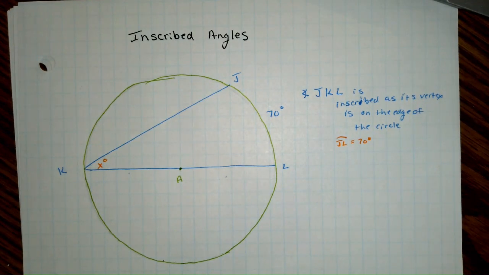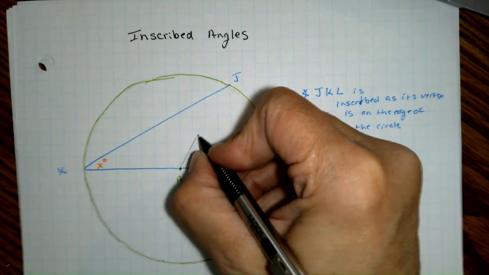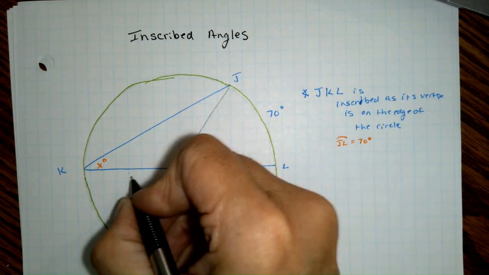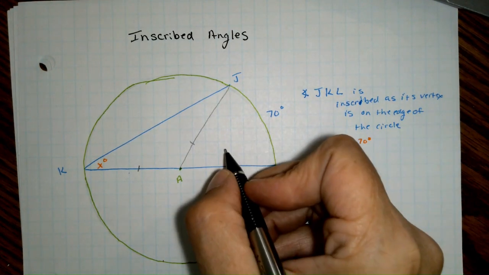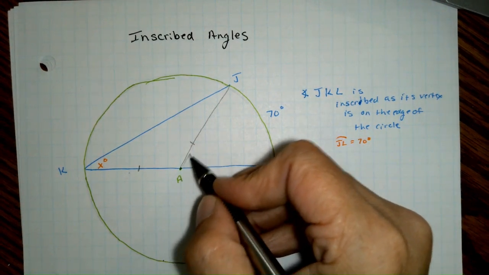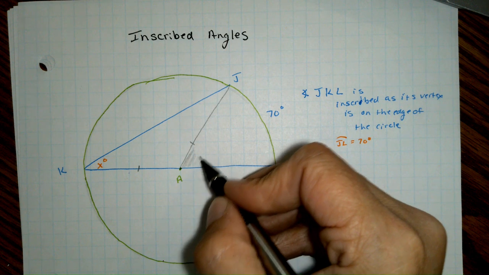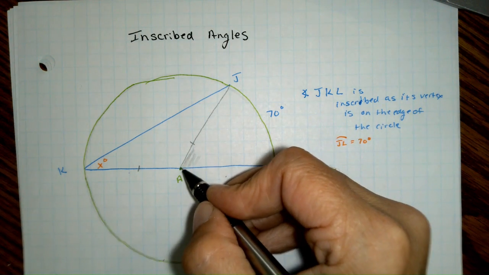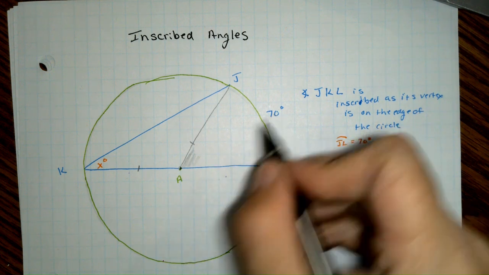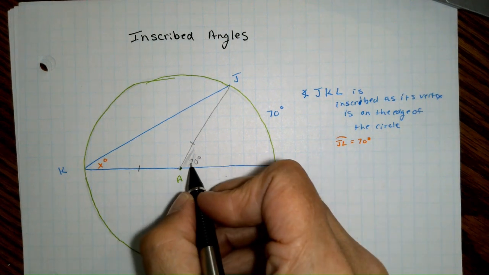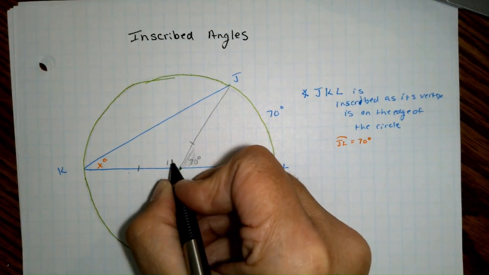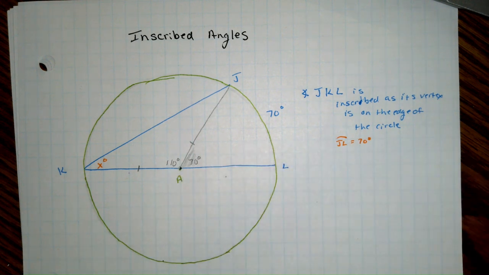And I wouldn't expect you to know that right off the bat, so here's what we're going to do. We're going to use what we do know. We know that we can connect A to J, and we will have an isosceles triangle. The other thing we know is that now this angle right here, because it goes to the center, is a central angle. And since this is 70, this is 70. Okay, well, I happen to use a diameter here, so if this is 70, this is 110, right? Because they add up to 180.